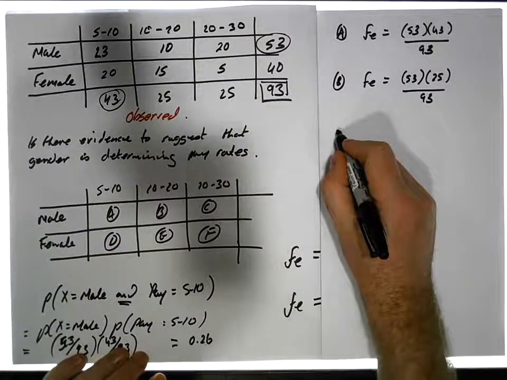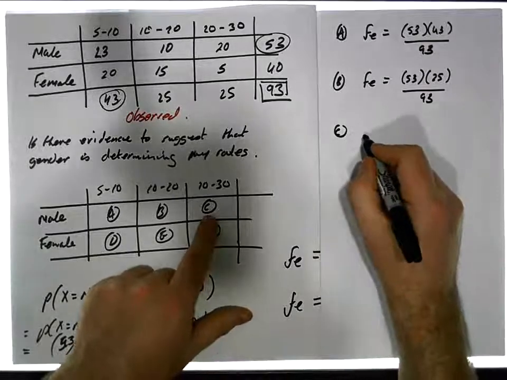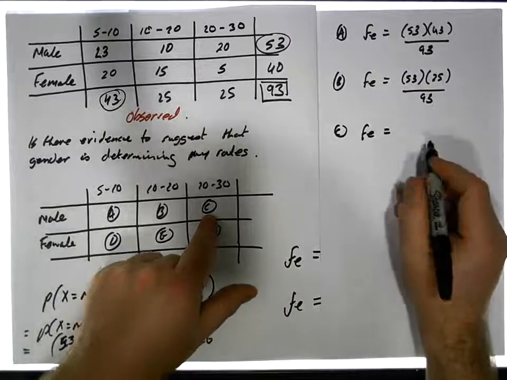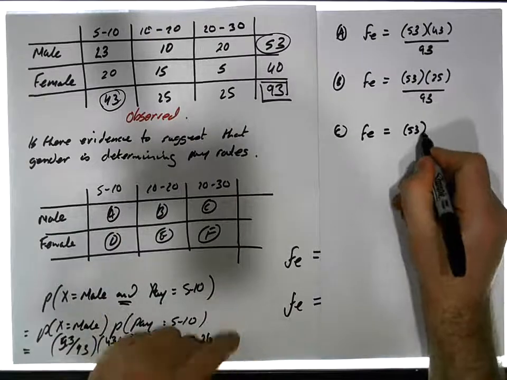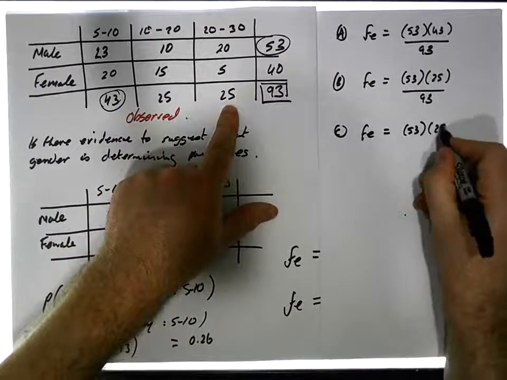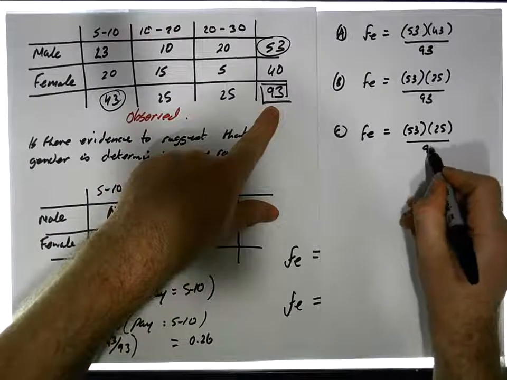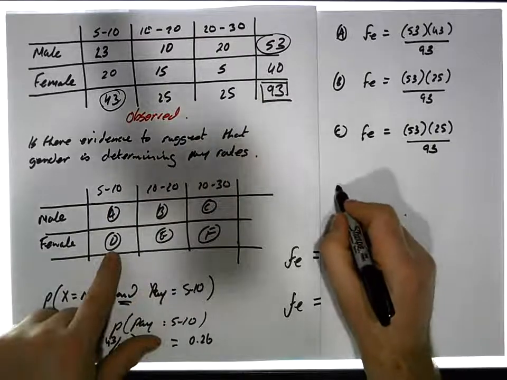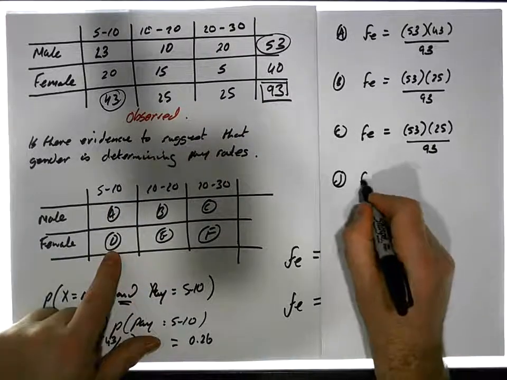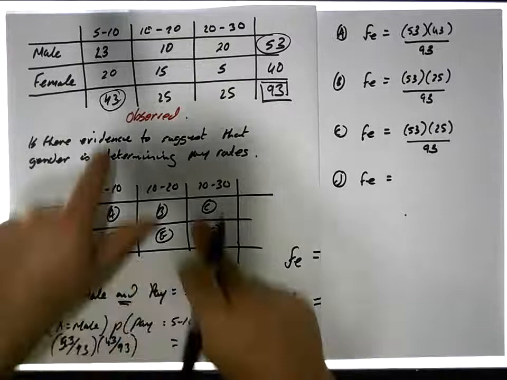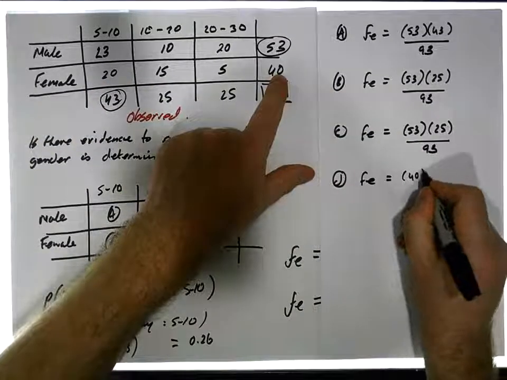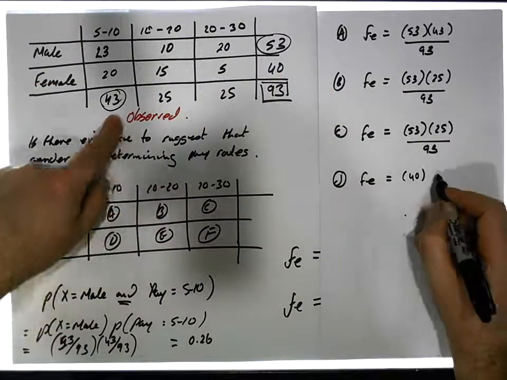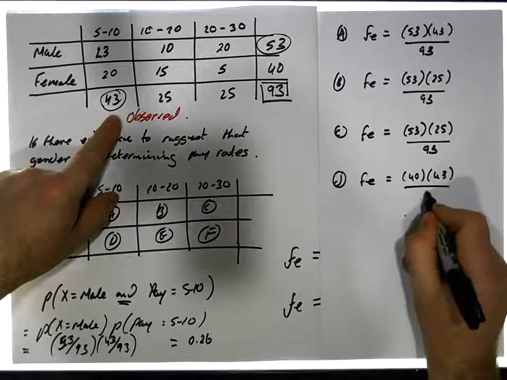Position C here, its expected frequency, what we'd expect to happen. Well, it's still on row 1, which is 53. It's in column 3, which is 25, relative to the total, which is 93. This value here is cell D. Its expected frequency is, it's row 2, which is a 40. It's column 1, which is a 43 relative to the 93.